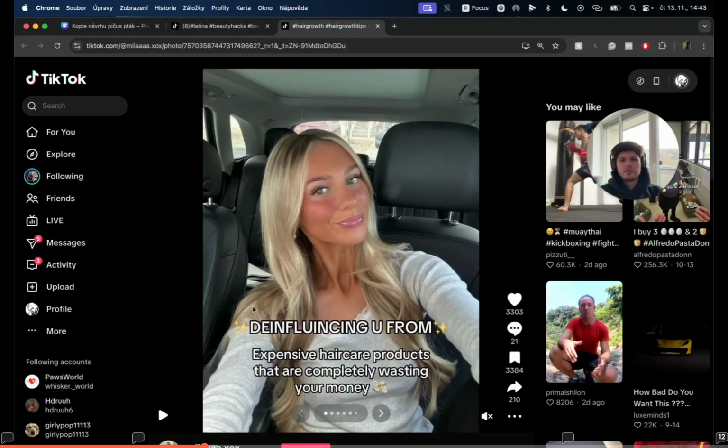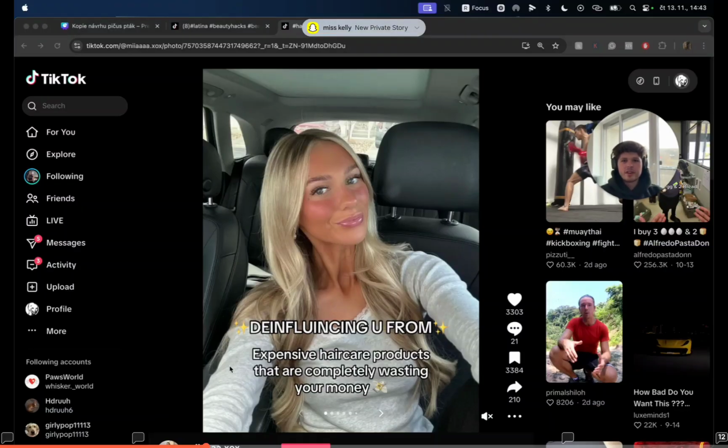And then this one, de-influencing you from expensive haircare products that are completely wasting your money. So this one is super specific, and this one also needs some research. Again, for example, the design of the hook itself is something you also need to research properly. Just go on TikTok, see what girls of this age and this look who are giving these tips are doing, and then kind of copy their style, if you get what I mean, and that way you will target the perfect avatar.